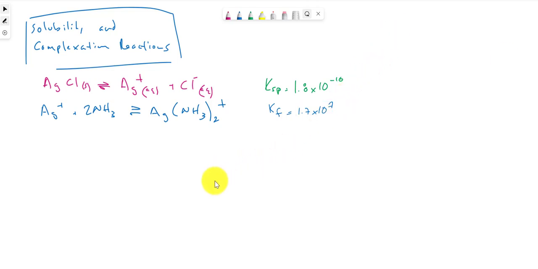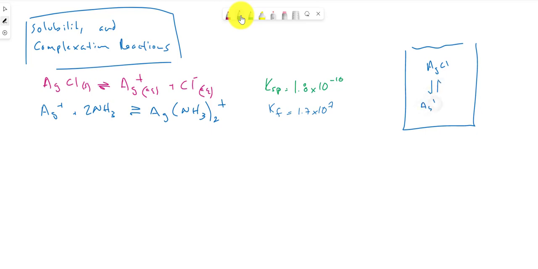Before we do that, though, let's use Le Chatelier's principle to see if we can predict what's happening. If you've got a beaker that contains just silver chloride, and that silver chloride is in equilibrium with its ions, you know that most of the species are going to be in the form of the actual salt. It's not going to dissolve, right?